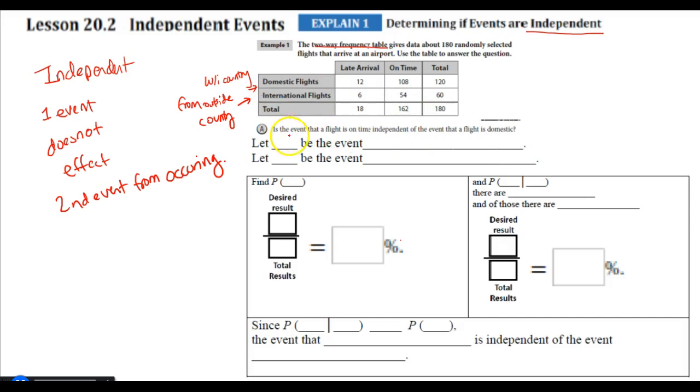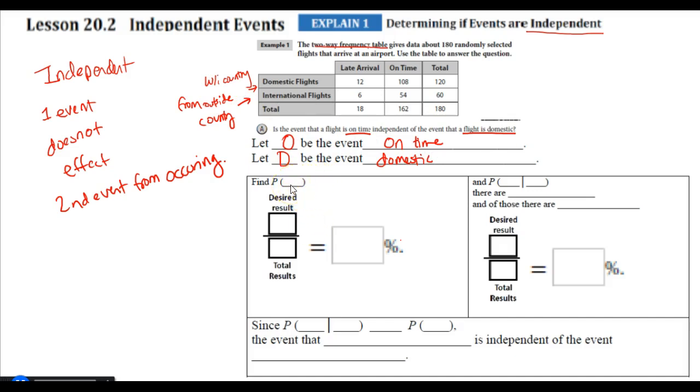Alright, so the first question is asking us, is the event that a flight is on time independent from the event that a flight is domestic? Okay, so let's first define what the events are. I'm going to pick O for the event that a flight will be on time, because it has the same letter, and then I'll let D be the event that the flight is domestic, so it's within the country. Okay, so we're going to do this step by step.